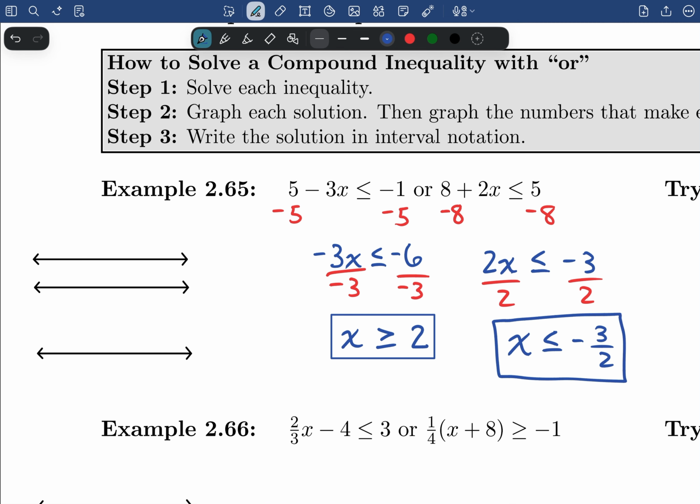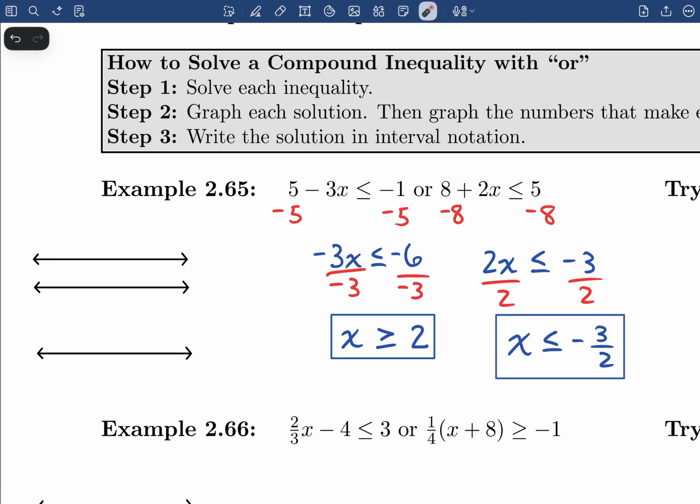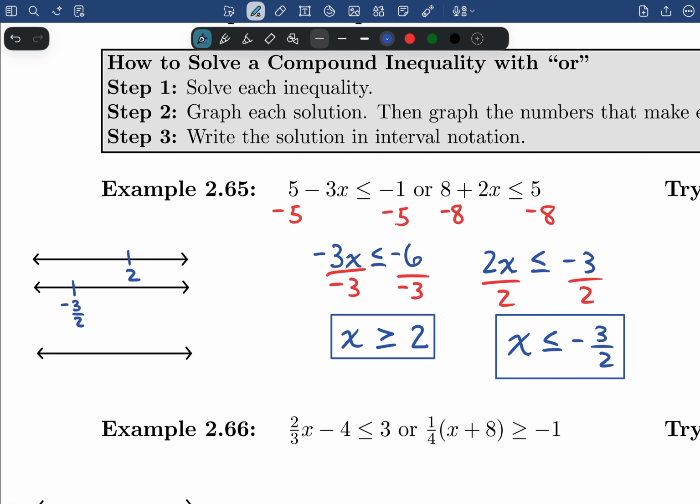There's the solution for my second inequality. And so now we could graph each one separately. Pick the smaller value to go on the left and the larger value to go on the right. So, my first inequality here is x is greater than or equal to 2, and 2 is a larger number than -3/2, so I'm going to put 2 on the right-hand side. Okay, boom. And then for my second inequality, x is less than or equal to -3/2, I put -3/2 on the left-hand side, because it's smaller than 2.